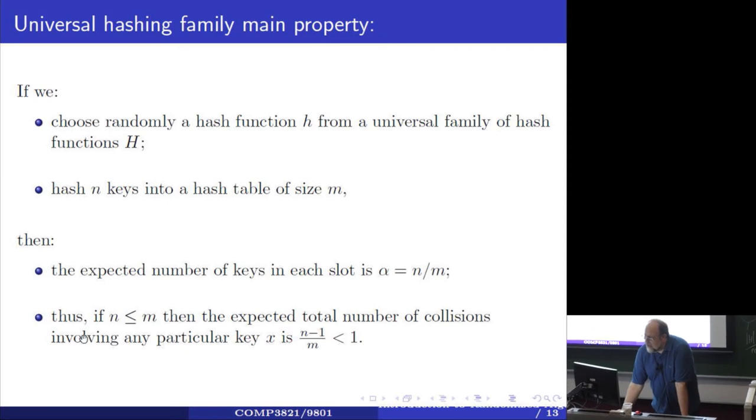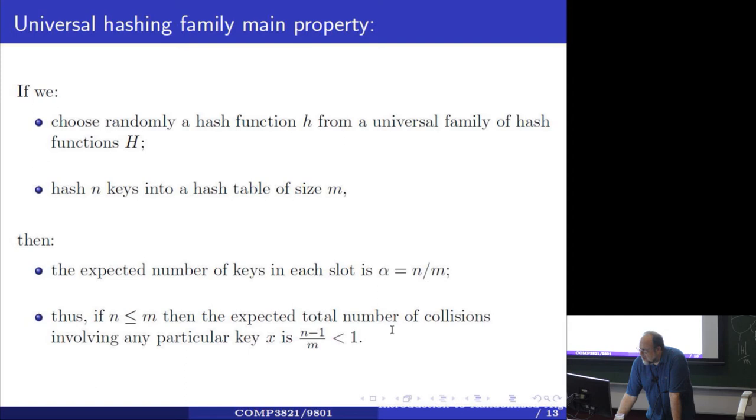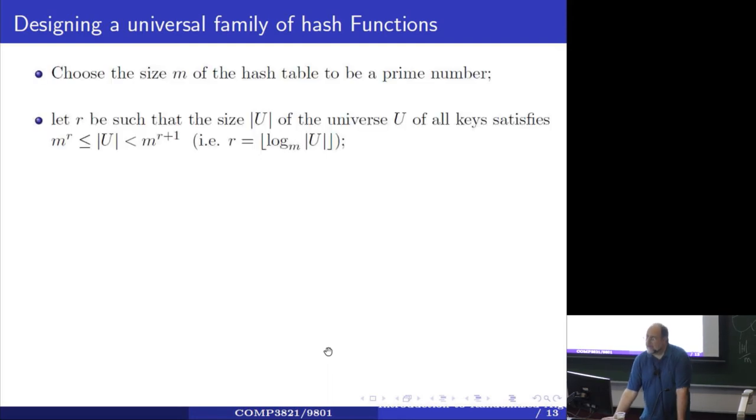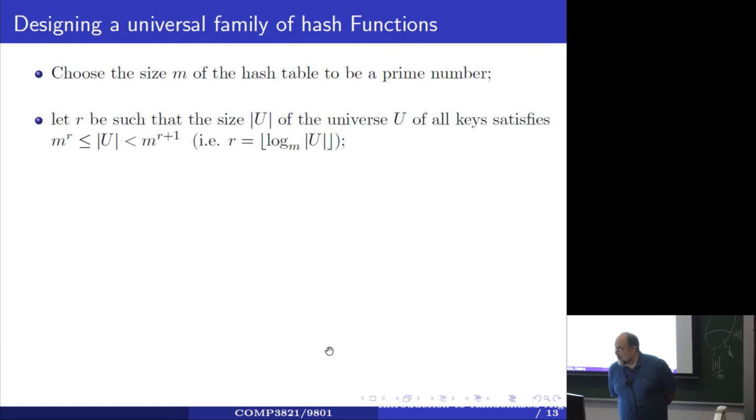So this is then what we do. If we randomly choose a hash function from a universal family of functions and hash n keys into a hash table of size m, then the expected number of keys in each slot is n over m. So in short, the expected total number of collisions for any particular key is small, smaller than 1. So on average, your hash table will be reasonably collision free, right?